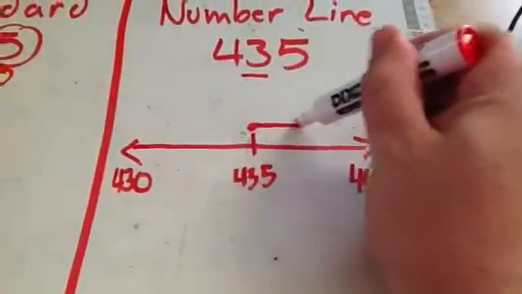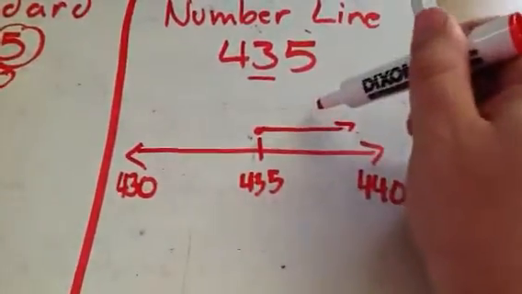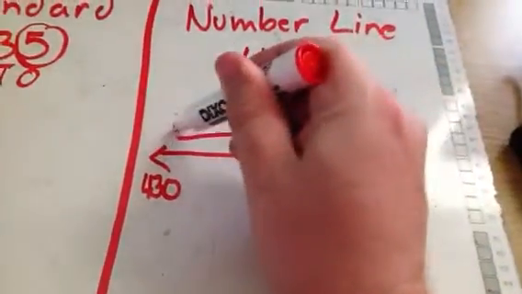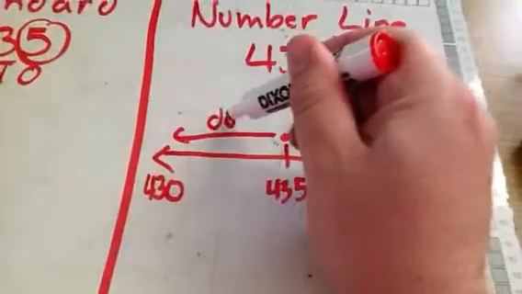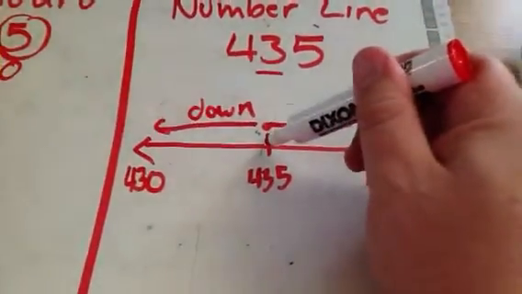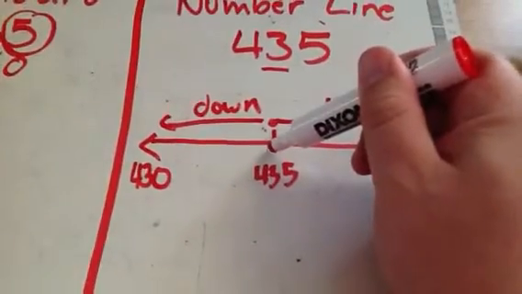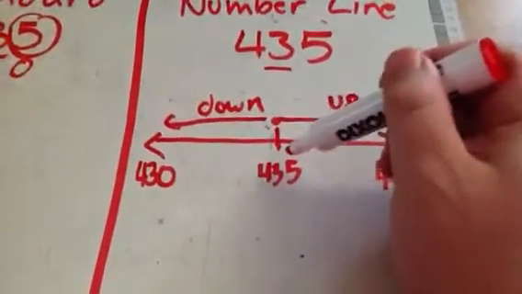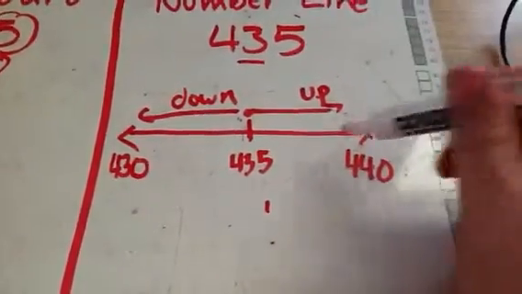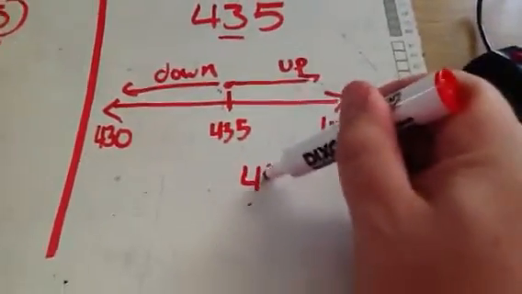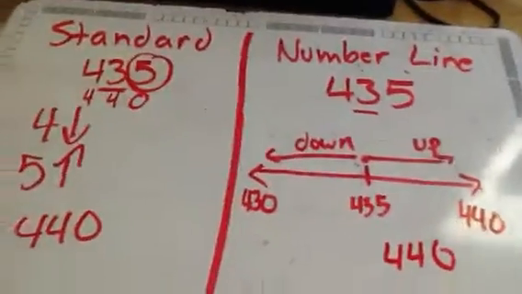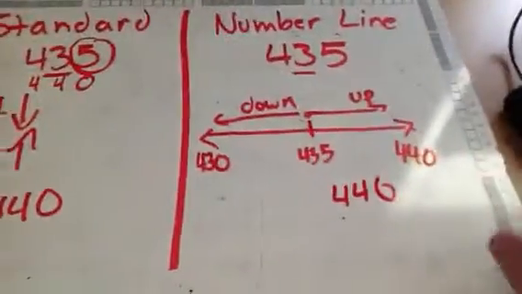Anything in the middle or this way to the right rounds up. Anything below 5 to the left, we're going to round down. So 435, if we were to place it on our number line, it would fall right here in the middle, so we're going to round it up. And again then, it goes up to the top part of the number line. So again, our answer is 440. So again, those are two basic strategies, standard and number line.